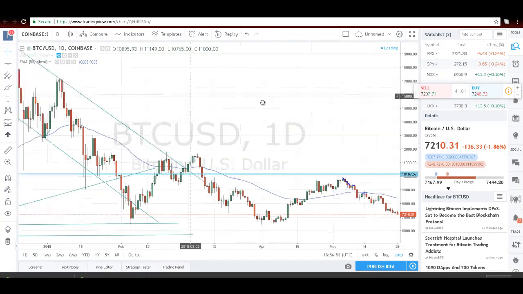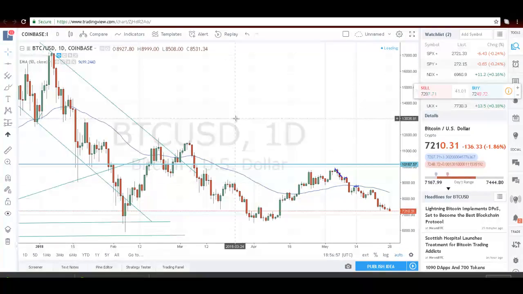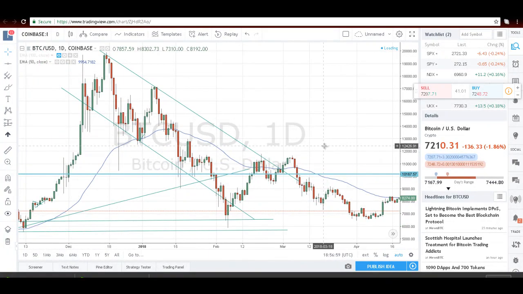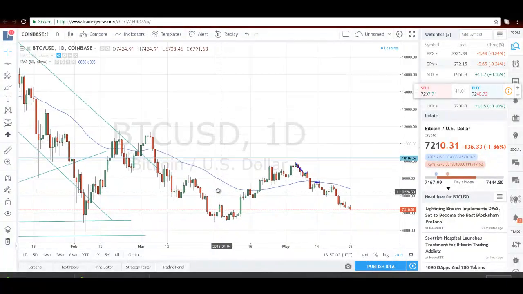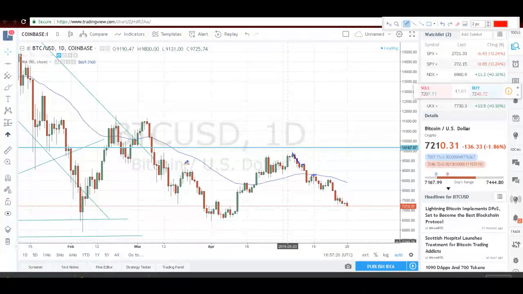Okay, so right now the market, Bitcoin, is going down. When the market is going down, all you want to look at is the swing highs. Let me give you a good example. The market was going down, and then it started to reverse. When the market starts to go up and reverse, you want to look at the first swing high, which is right here. And you want to look at the swing high.